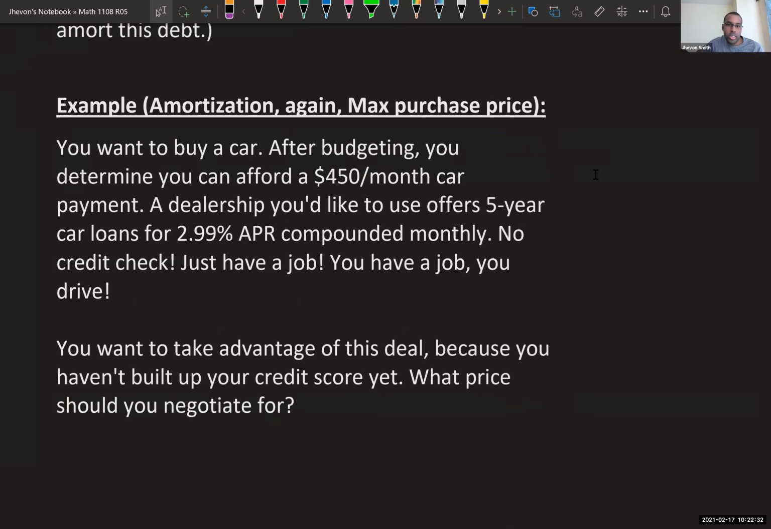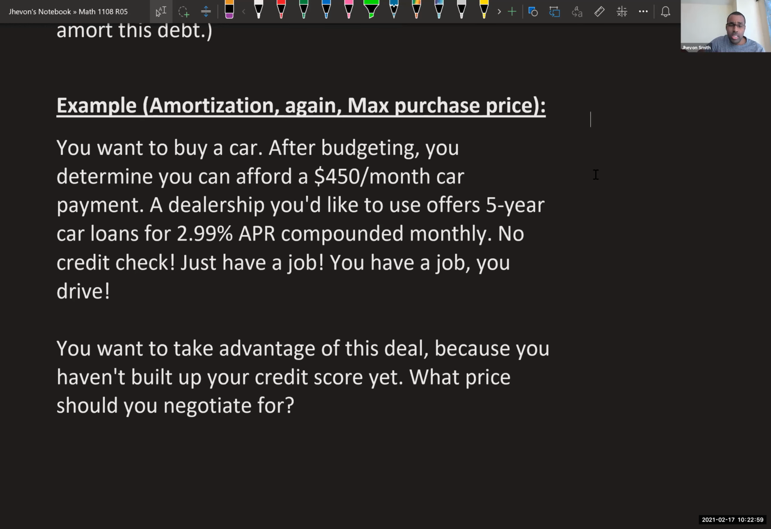So let's say you go to a dealership, they say, all right, we offer 5-year car loans at 2.99% APR compounded monthly, which probably is a red flag because car loans are usually simple interest. So if anyone tells you that, probably run for the hills. However, the benefit here is no credit check, just have a job and you drive. So maybe they're offering steep interest rates because they don't require a lot of capital on your part.